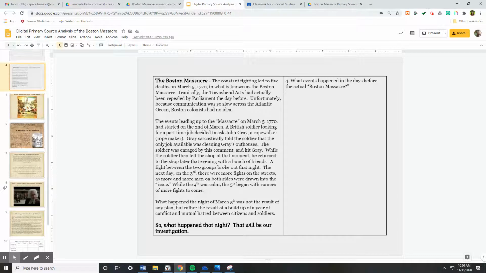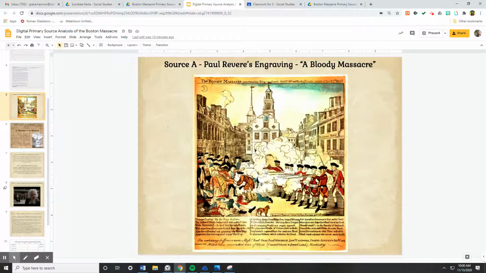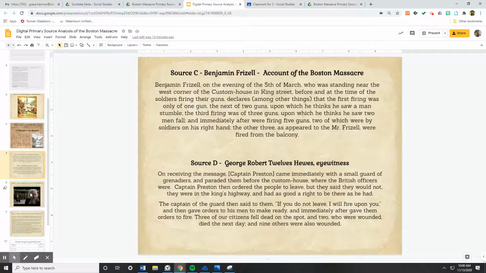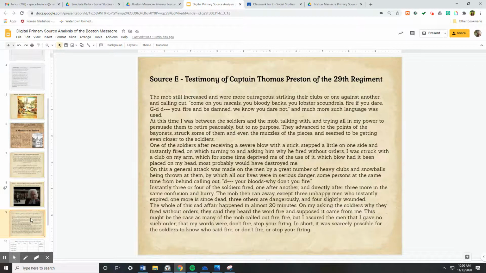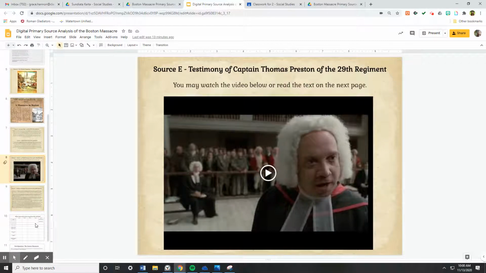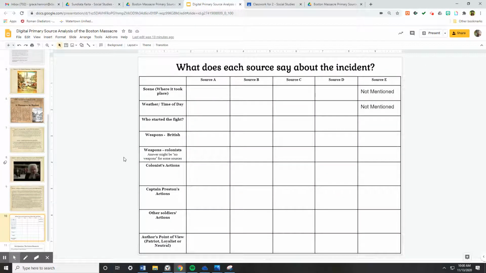After that, you have a couple different sources here. You have an image, which is an engraving from Paul Revere. You have a very short little news article, two tiny little readings, and then the last one, what you see on slide 8 and slide 9, are the exact same. So you can choose to read it, or you can choose to watch a video of somebody acting out this scene.